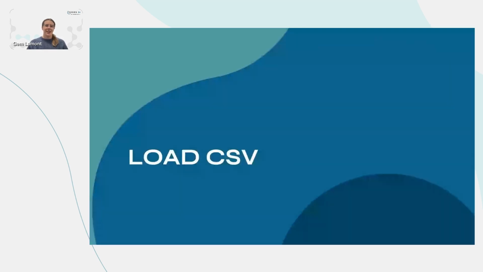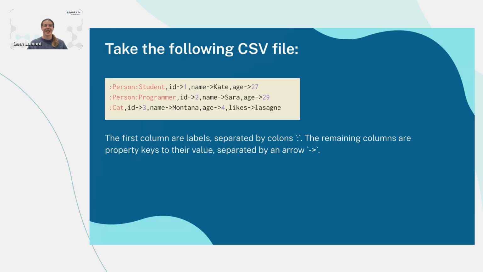Great. Moving on, we all love databases, we all love storing data, but we also love loading data. So I'm sure you have met LOAD CSV before. I'm going to walk you through a quick example here. So I have this CSV file. On the left-hand side, I have all of my node labels, and followed by that, I have the properties, with the key and a little arrow pointing to the value.